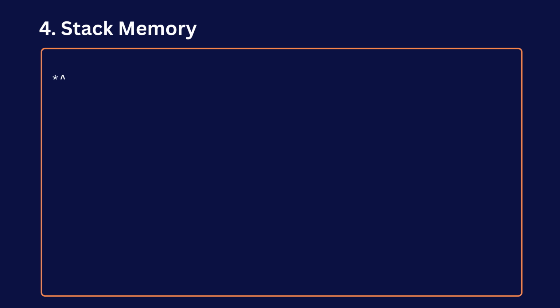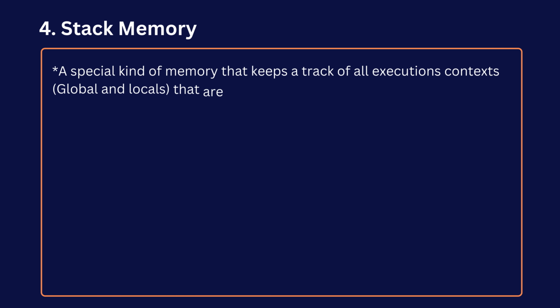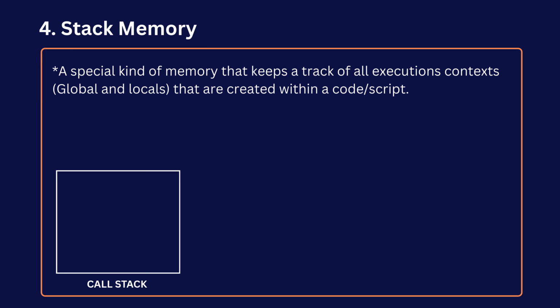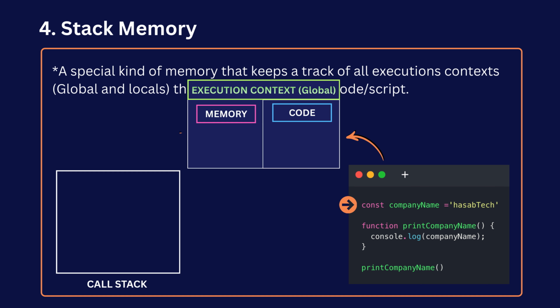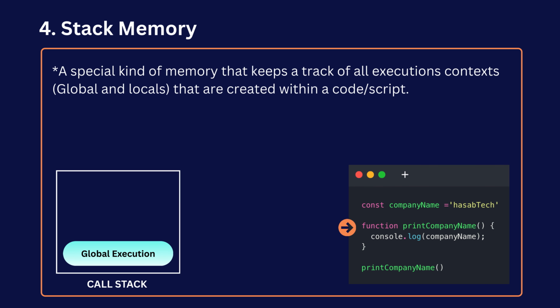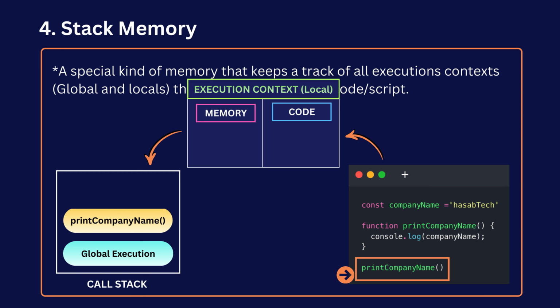Then we need to know about stack memory. JavaScript engine uses a special kind of memory to keep a track of all execution contexts created within a script. So all execution contexts in your code are stored on a memory called stack memory. It is also called execution context stack or runtime stack. When the JavaScript engine starts executing, the first execution context, which is the global context, is pushed onto the stack. And whenever the thread of execution hits a function invocation, a new execution context is created and then pushed onto the stack.